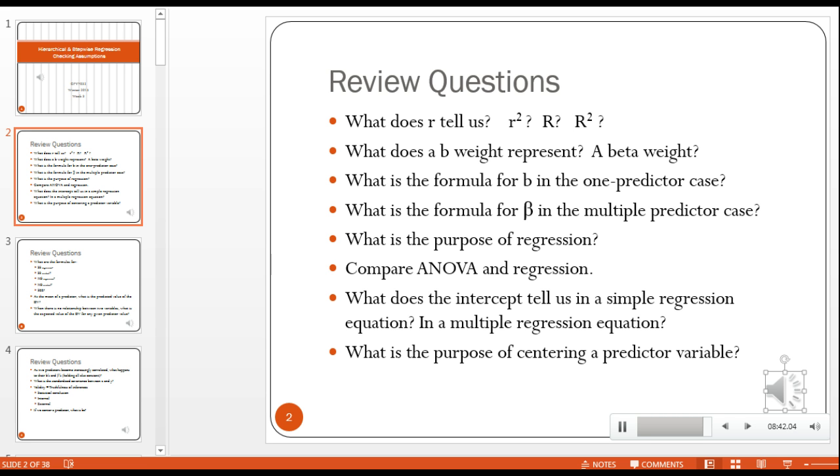Next, what does the intercept tell us in a simple regression equation? Well, the intercept, or the B naught, is the expected value of the DV when the predictor is set to 0. And in a multiple regression case, that is the expected value of the DV when all predictors are set to 0. And so if 0 doesn't make sense for that predictor, remember like GRE scores, who gets a GRE score of 0, right? Well, that's when we would want to center the predictor variable. We don't usually center the DV, recall. But centering the predictor is helpful for interpretation.